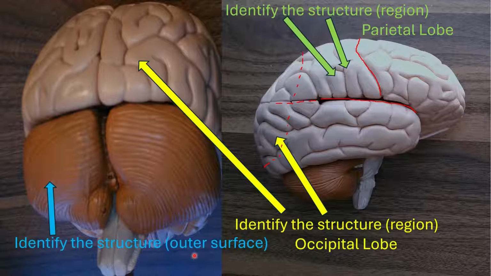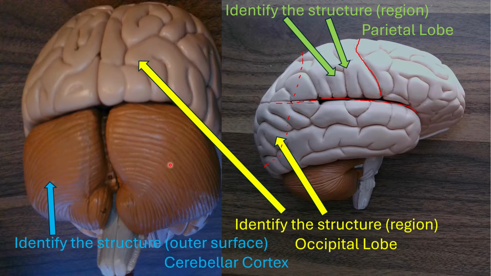Lastly, pay attention to the wording right here. We're asking for the structure of the outer surface. Well, we already know that this is the cerebellum, so this is technically the cerebellar cortex.